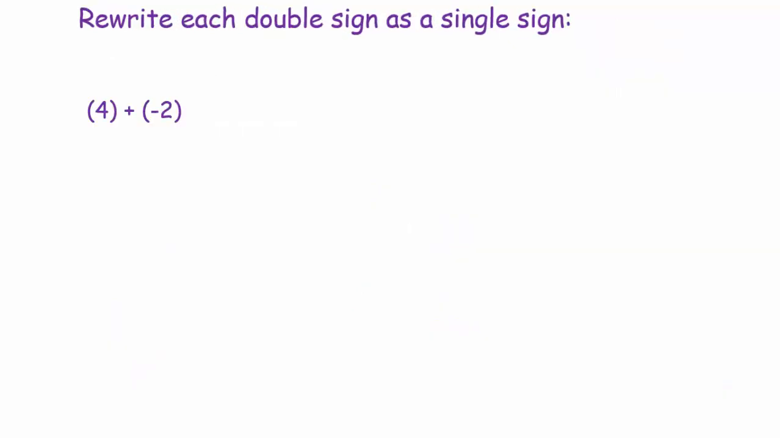So what I want you to do is try to rewrite this double sign as a single sign. What does plus a negative become? So you rewrite that as an expression with a single sign there. That becomes 4 minus 2. Plus a negative is minus. Let's try another one. How about 4 minus a -2? Take that double sign, rewrite it as a single. Try it out.